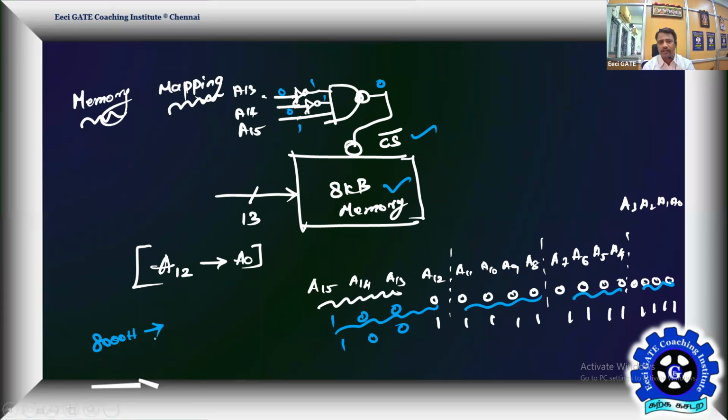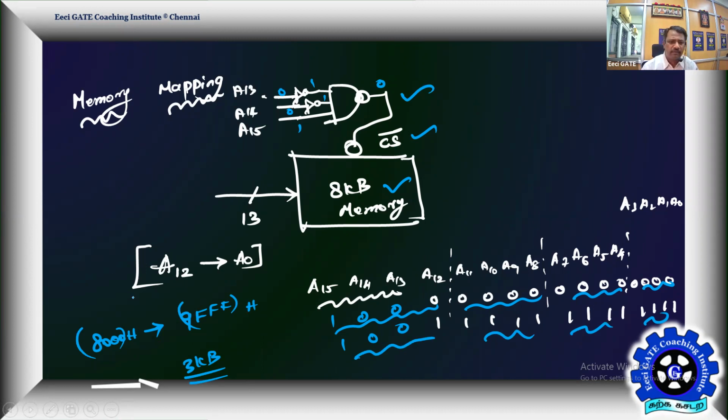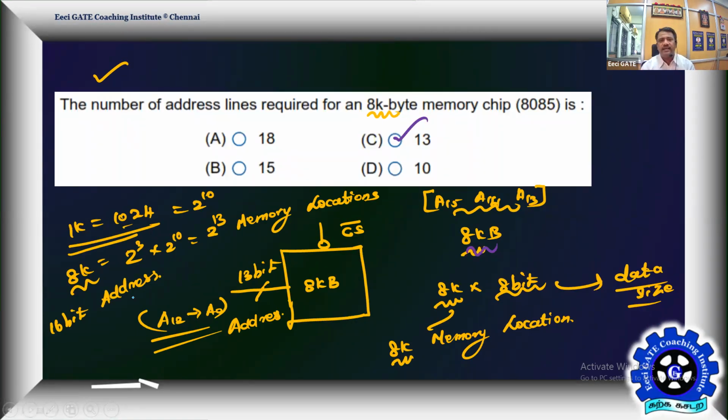The problem may ask what is the starting address and the ending address, given this chip selection combinational logic for this memory. The final address is going to be 9 followed by F, F, F, so 9FFFH will be the final address. So 8000H to 9FFFH is your exact 8 KB memory mapping. Like that, you can expect a problem on memory mapping. But in this case, the problem is very simple. It is asking only how many address lines are needed to map 8 kilobyte memory locations.